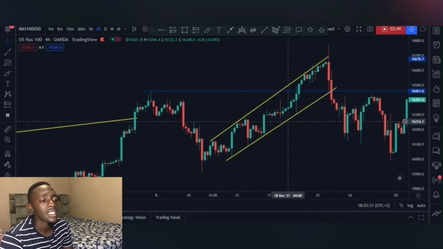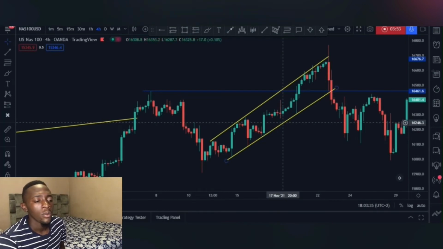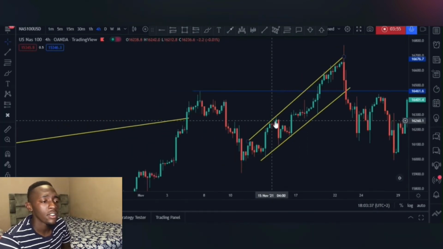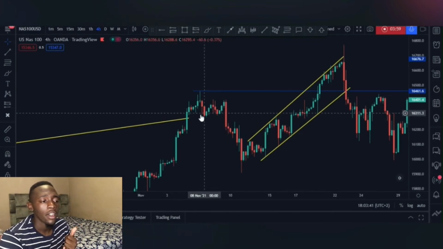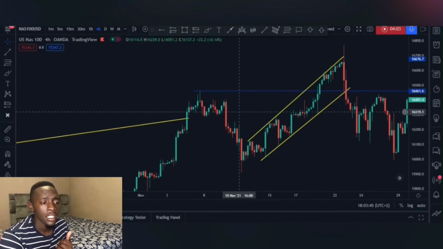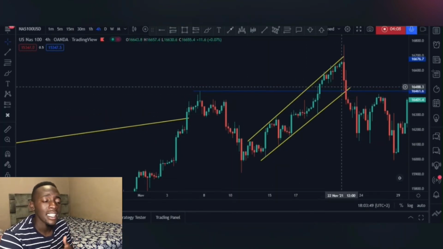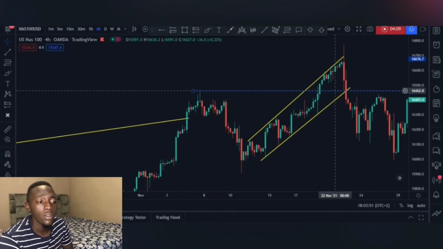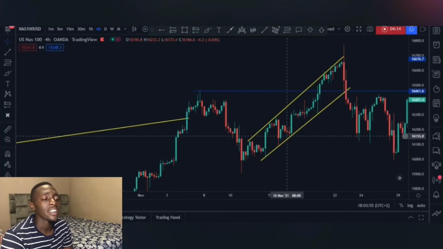So obviously we had this descending structure here. So we also had confluence, because if you can check, I was already expecting price to fall after touching the top of the structure, plus the double top also added to that confluence. Another thing that added to the confluence was the fact that we got to the double top in a corrective manner.